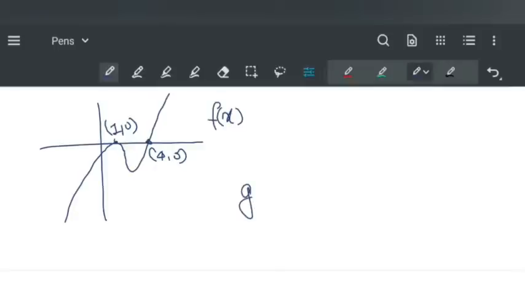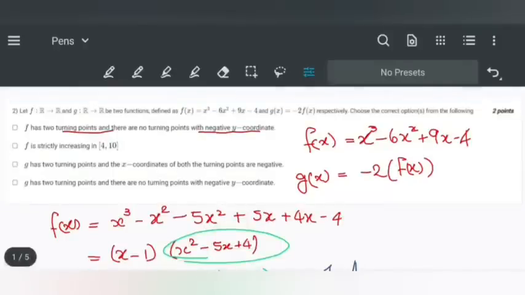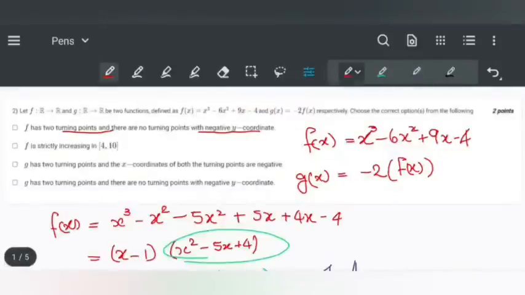And g of x, as it is a negative multiple of f of x, will be a mirror image of f of x with respect to the x-axis. Now let's see the options. f has two turning points, correct, and there are no turning points with negative y coordinate. This turning point has y coordinate 0, but this turning point has a negative y coordinate, so the first option is wrong.